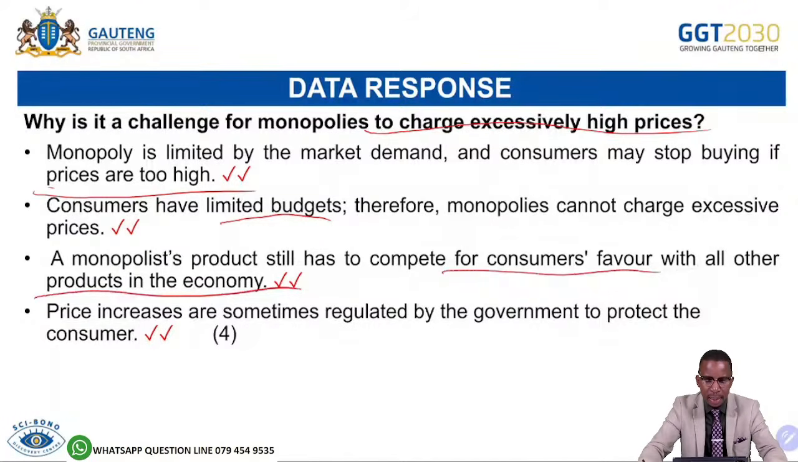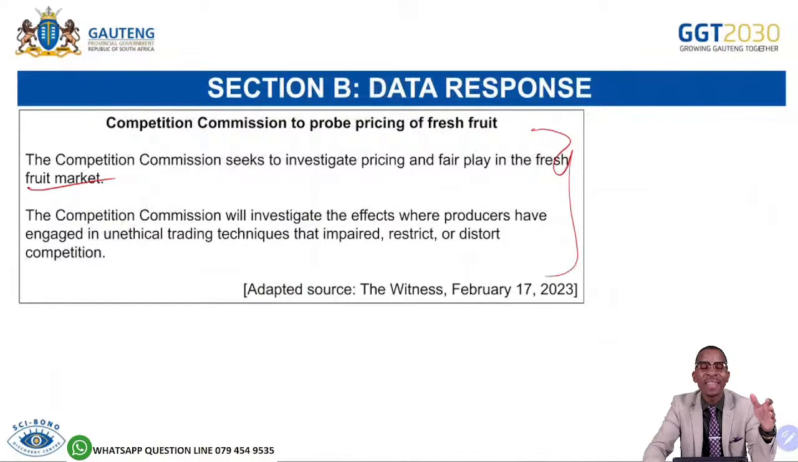Price increases are sometimes regulated by the government to protect the consumer. So the state intervenes by regulating prices; we call these administered prices, whereby the government will impose either a price floor or a price ceiling, that is, a minimum price or a maximum price. If the state imposes a price below equilibrium, we call that a maximum price or price ceiling, to ensure that consumers are able to afford that particular product, which exists to improve market efficiency.